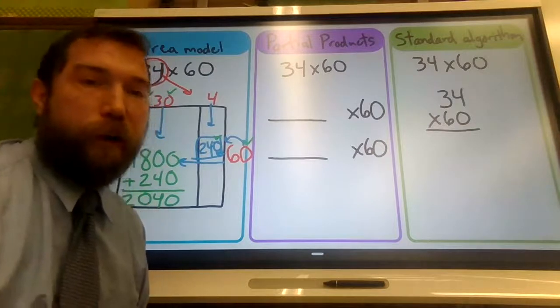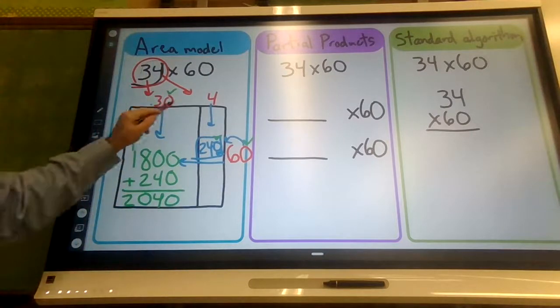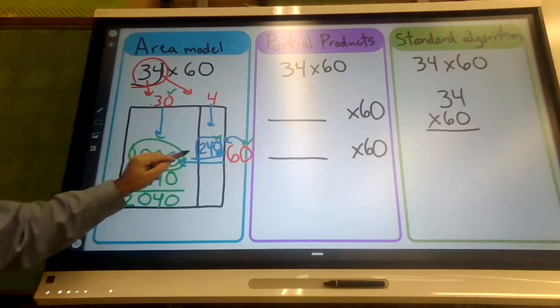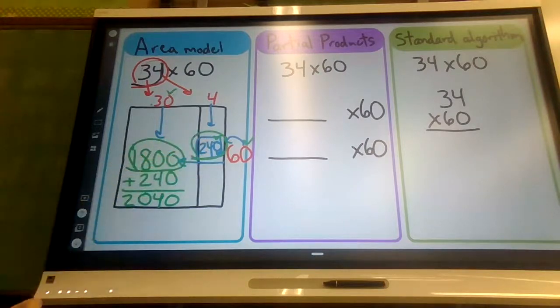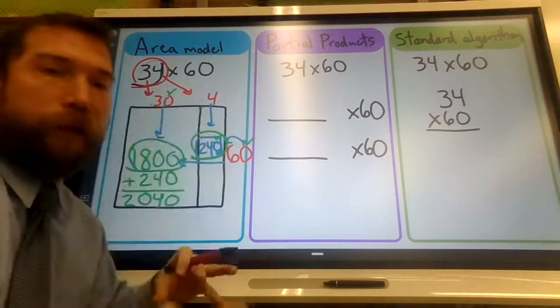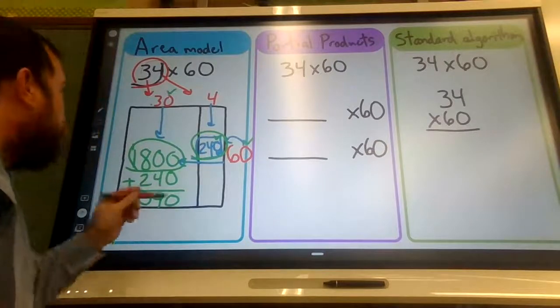So that's our area model. It shows the area of this box was 1,800. The area of this box was 240. Then the area of the whole entire rectangle would be 2,040.